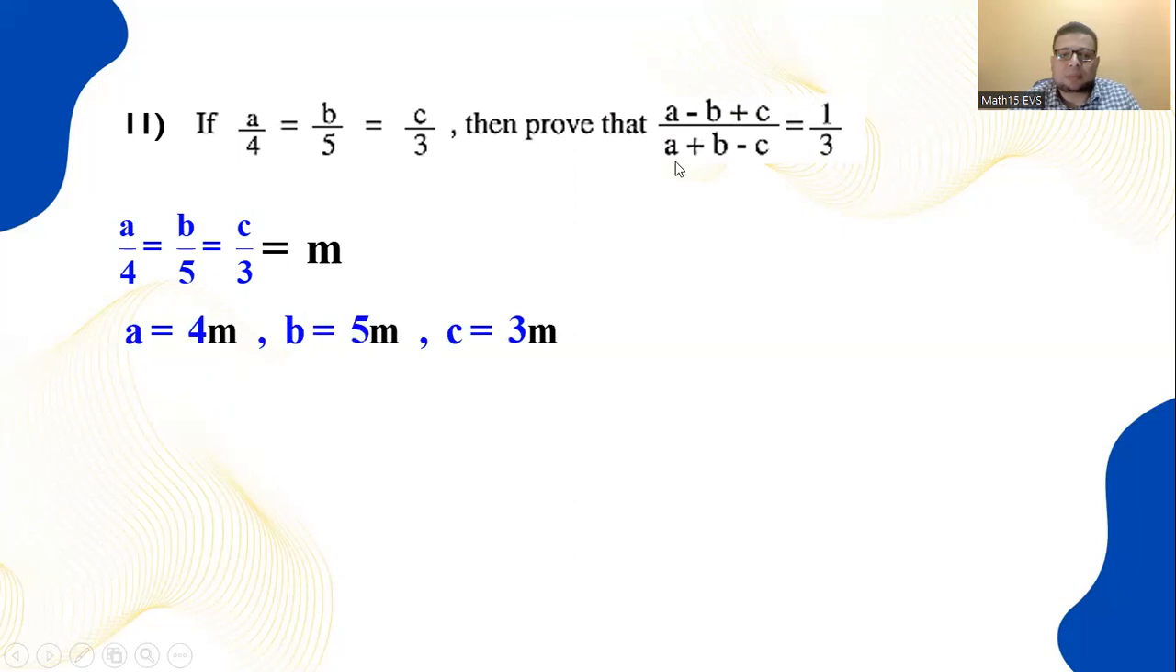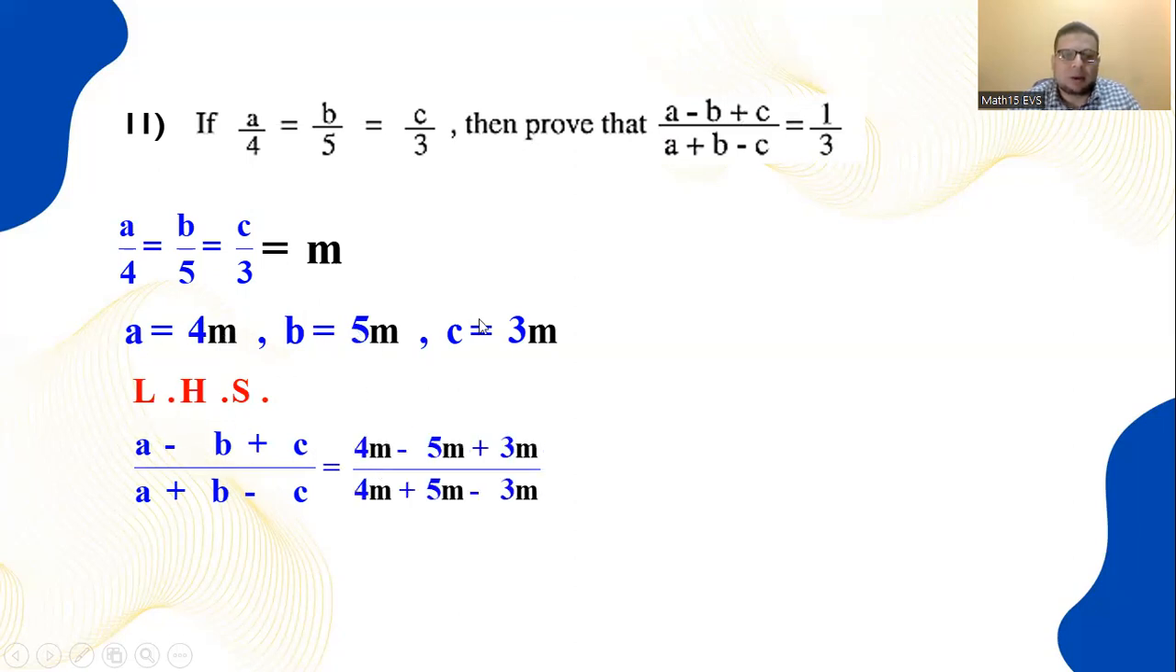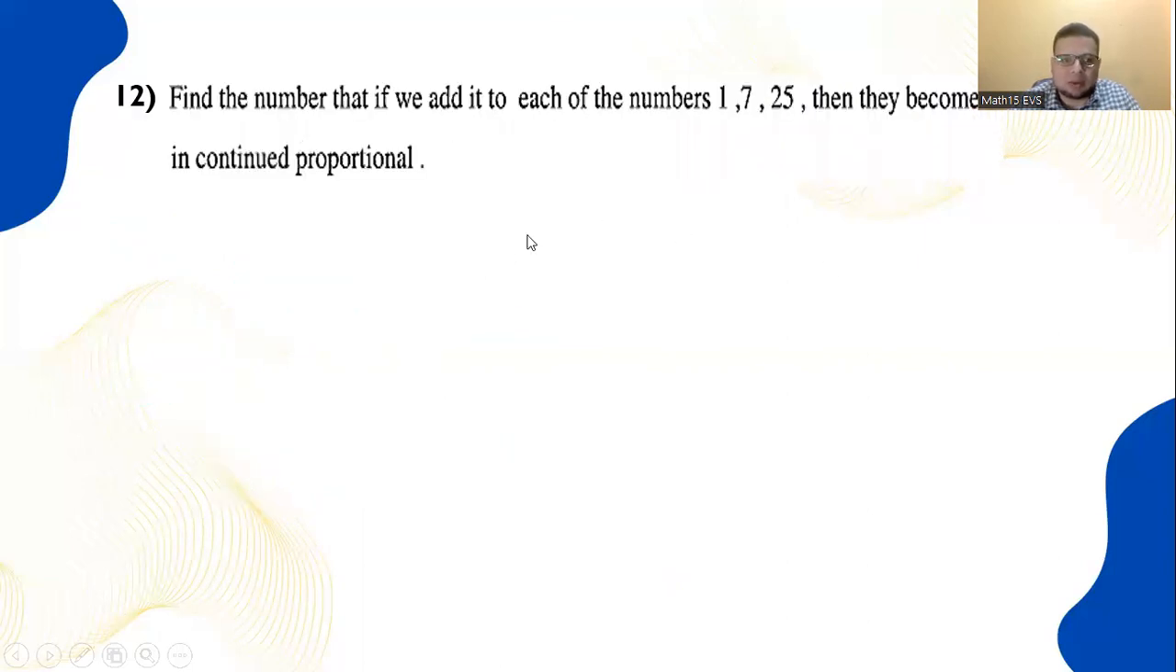So the left side will be (a minus b plus c) over (a plus b minus c). The value of a is 4m. Remove a and put 4m, minus b, put 5m, plus c, put 3m, and also here down. So 4m minus 5m plus 3m will be 2m over, yes, 4 plus 5 is 9, minus 3 will be 6m. So remove m with m, you will get 2 over 6, that means 1 over 3. 1 over 3 equals the right side, so the left side equals the right side.